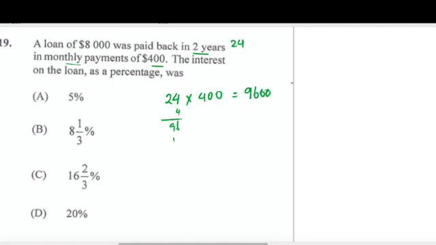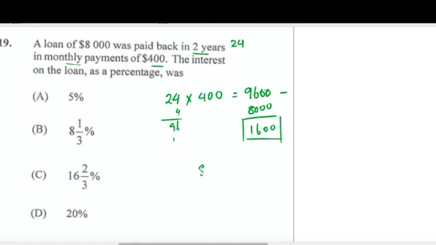And, well, that was the amount paid back. So that means that 9,600 minus the 8,000, that gives us about 1,600. That was the profit, I guess. The interest, sorry. The interest on the loan is 1,600. So what is that as a percentage now?